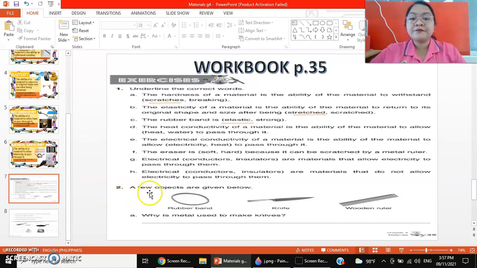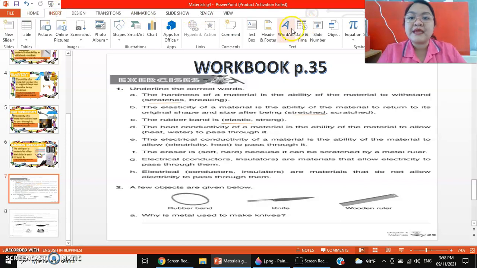Okay. Number 2. A few objects are given below. So we have rubber band, knife, and wooden ruler. So we have 3 objects. You're going to answer the questions. Letter A. Why is metal used to make knives? So why do we use metal to make knife?